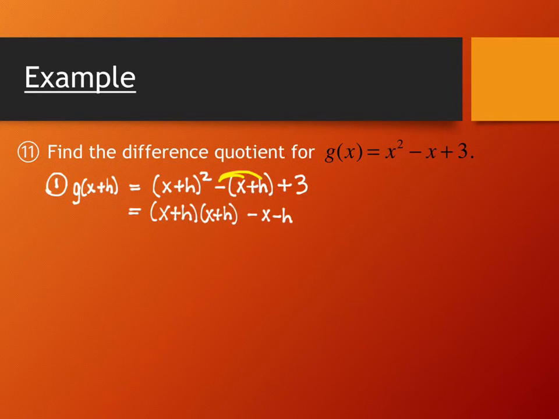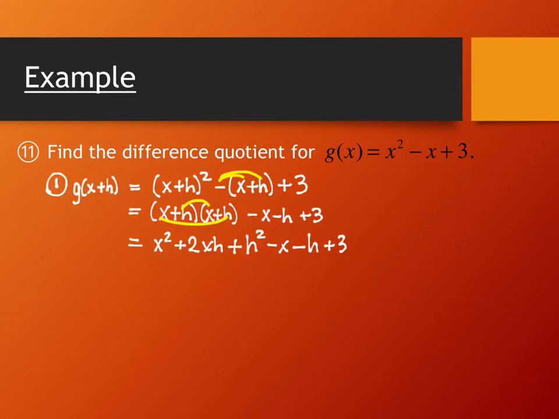If there was a coefficient here, I didn't have one, but if there's like a 5 here, we distribute the negative 5 through, right? Here we just have a negative. And then I have the plus 3 at the end. So if I FOIL x plus h times x plus h, I have x squared. The inner terms, xh, and the outer terms, xh, so that's 2 xh's. And then my last terms are h squared. And then minus x minus h plus 3.